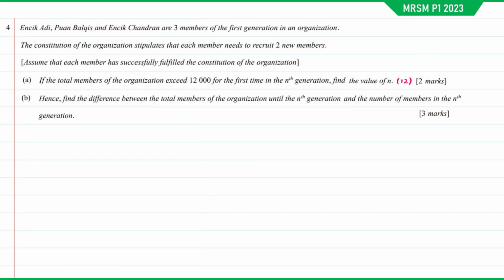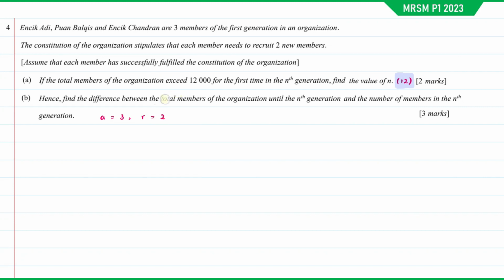Question b. Hence, find the difference between the total members of the organization until the nth generation and the number of members in the nth generation. So in question a, we already found that the nth generation is the 12th generation. And in question a, we already found that the first term a is equal to 3 and the common ratio r is equal to 2.